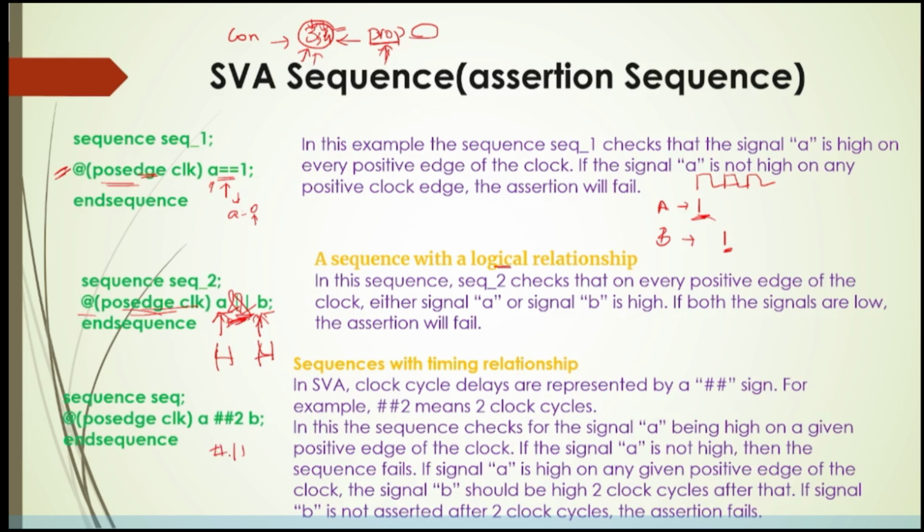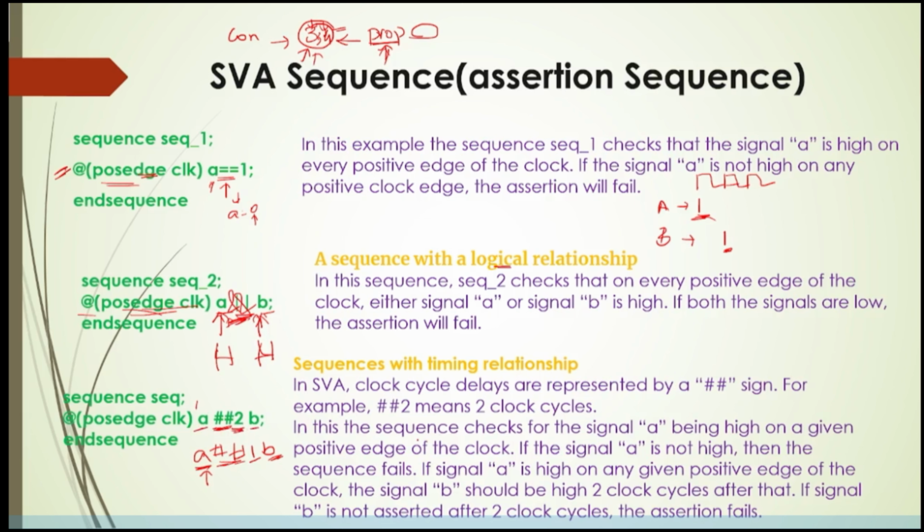A ##1 B. That means what happens? Hash hash means it's a delay symbol. You already know that hash is nothing but a delay symbol. So in assertions you will be using double hash in order to show the clock delay. So after A is high, ##1 means after one clock cycle B will be high. Now if you see here ##2, that means after A is high, then after two clock cycles B will be high.